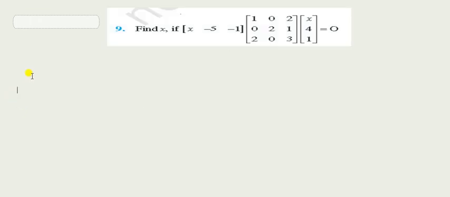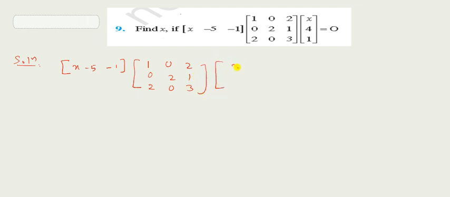This is the question: find x if this multiplication equals the null matrix, right? So let us solve it. Very carefully you have to do this one. The matrix [x, -5, -1] multiplied by the matrix [1 0 2; 0 2 1; 2 0 3], multiplied by [x, 4, 1], is equal to the null matrix. So let me first solve it. Let us multiply these two first.